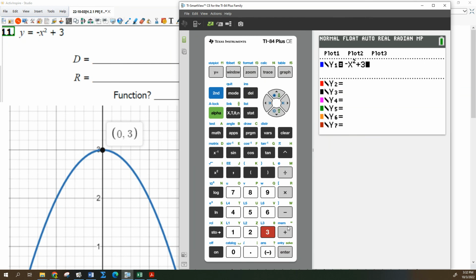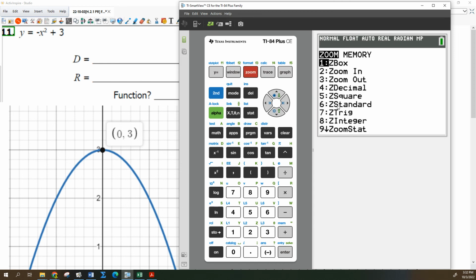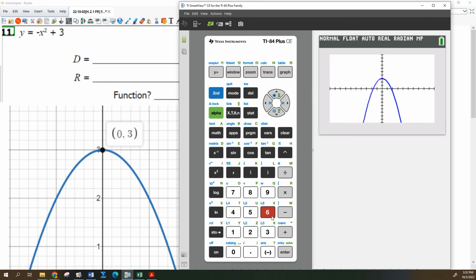And then to graph this thing, I don't just hit graph. I want to make sure I resize the screen so the graph looks good. So I'm always going to start off by going zoom standard. Hit the zoom button and then 6. So zoom 6, and look what it does. It gives me the same parabola.